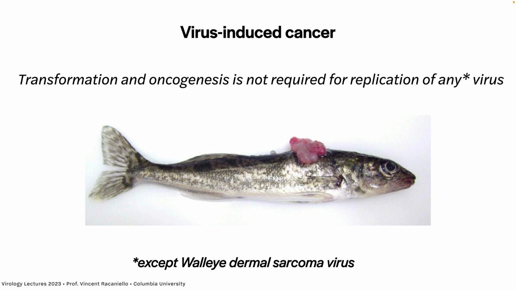Someone emailed me because they listened to the course, and they work on this virus, and they said, "You're wrong. There's one case where you need to make a tumor, and that's because the virus is in that tumor, and in the fall, the tumor falls off the fish into the water, and that's how the virus spreads to other fish. And the fish is fine in the end. It's probably going to get caught by someone, but the tumor doesn't kill it. But the tumor is needed to spread virus." That's the only case that we know of where transformation and oncogenesis are needed for the replication of the virus, because it needs to find a new host.